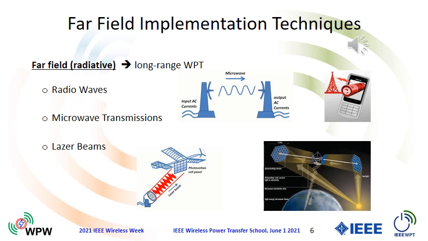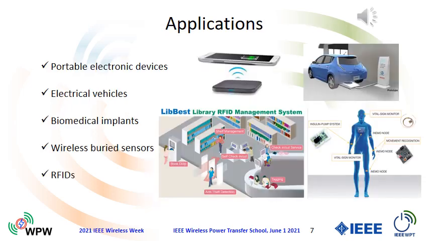Far-field implementation techniques: electromagnetic radiation makes energy transfer possible over larger transmission distances. Electromagnetic waves most commonly used in wireless power transfer are microwaves and visible light. This slide shows some of the applications of wireless power transfer that are found nowadays in our daily life or are going to be found in the near future. These applications are portable electronic devices, electrical vehicles, biomedical implants, wireless pulse sensors, and RFIDs.